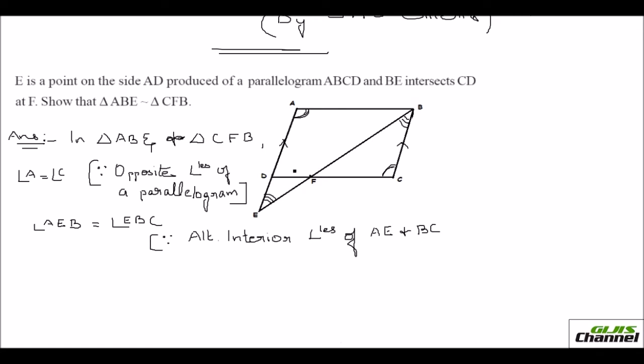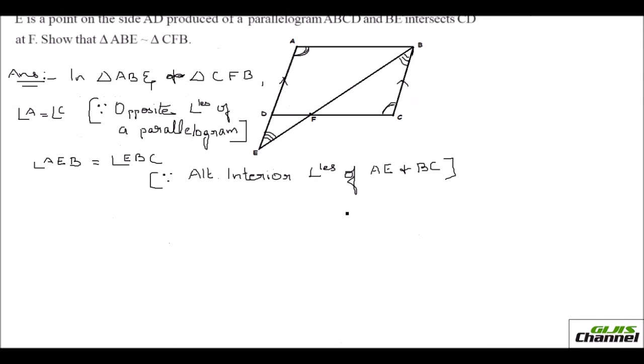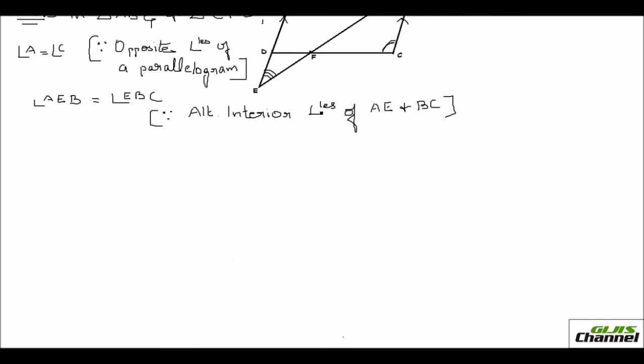So you have AD and BC as parallel lines, and this EB is a transversal cutting the parallel lines. So the angles so formed, that is AEB and EBC, are alternate interior angles and they are also equal. Now you have two angles equal to two angles of the other triangle, right? So we have two angles equal.